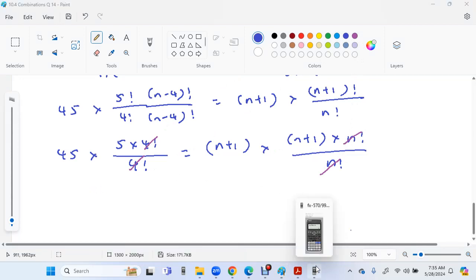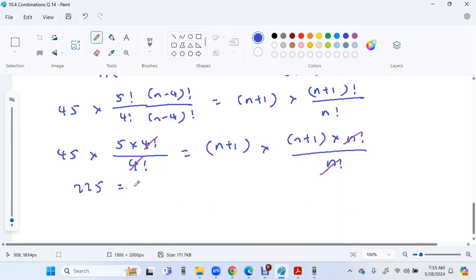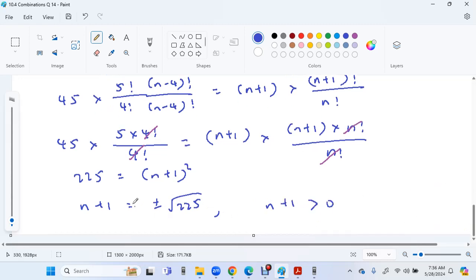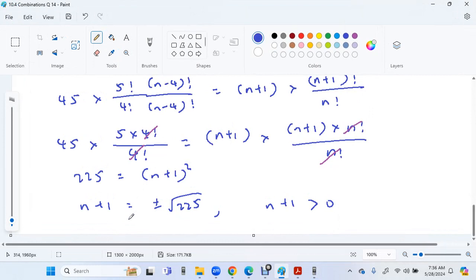So 45 times 5, it will be 225, is the n plus 1 squared. So n plus 1 will be plus minus square root 225, but n plus 1 is greater than 0. So n plus 1 will be the square root of 225, which is actually 15. So 15 minus 1, 14. Okay, so the answer is 14.